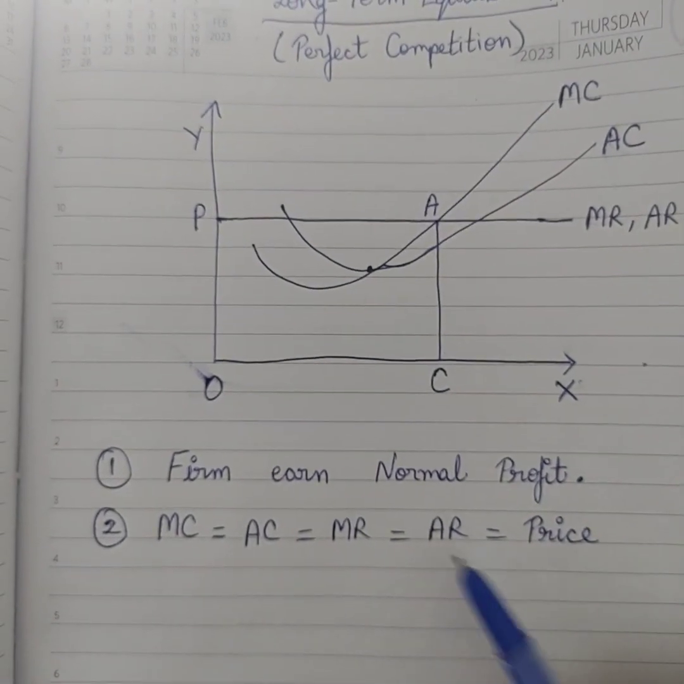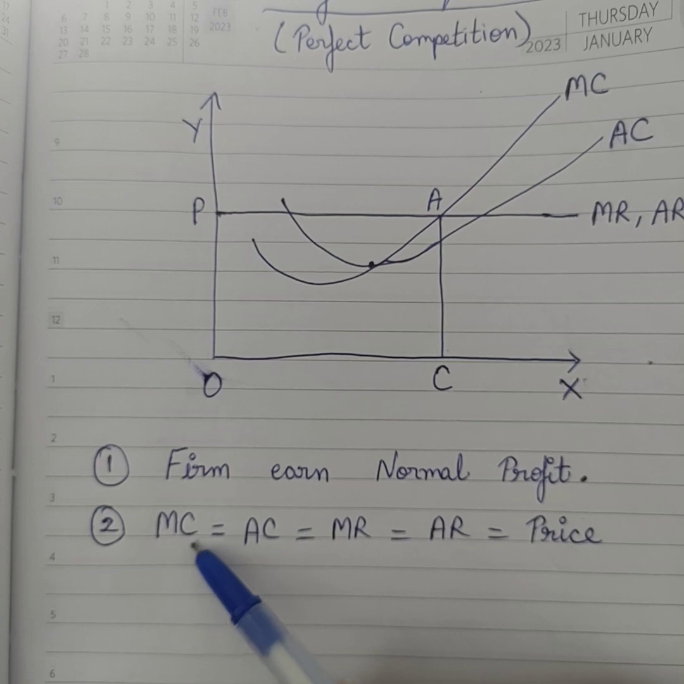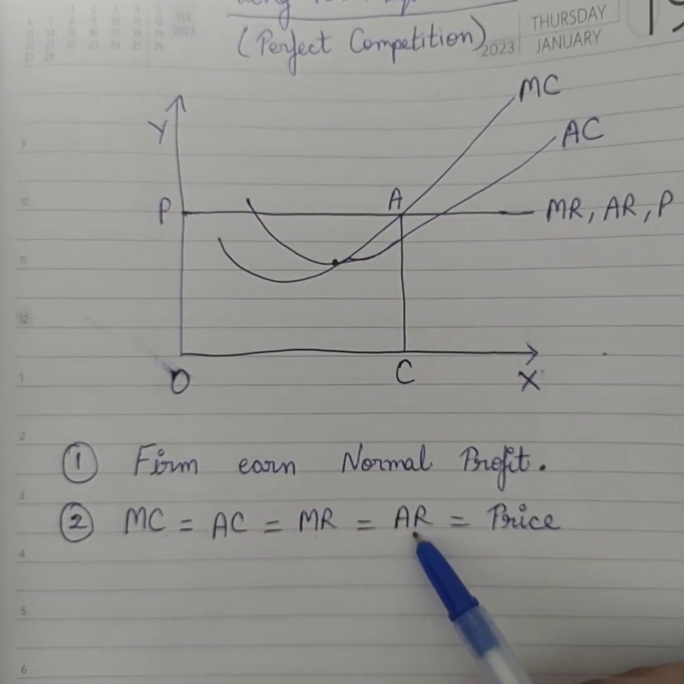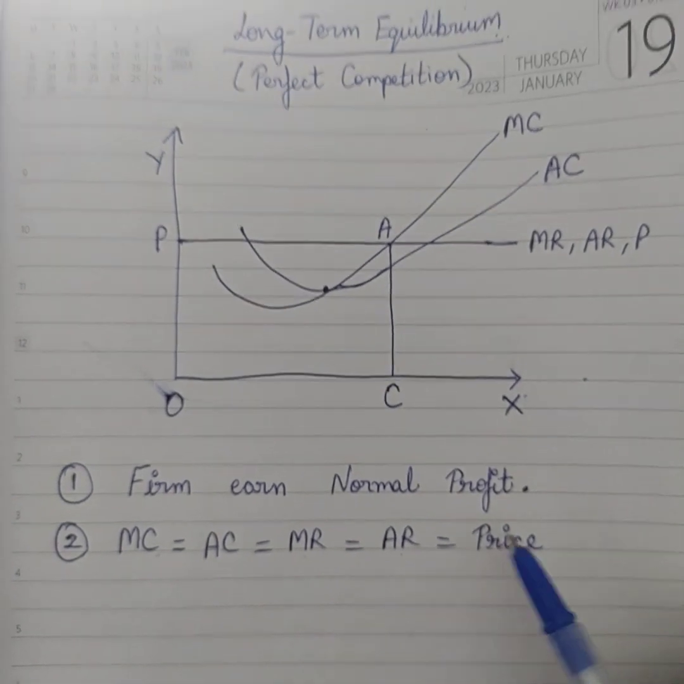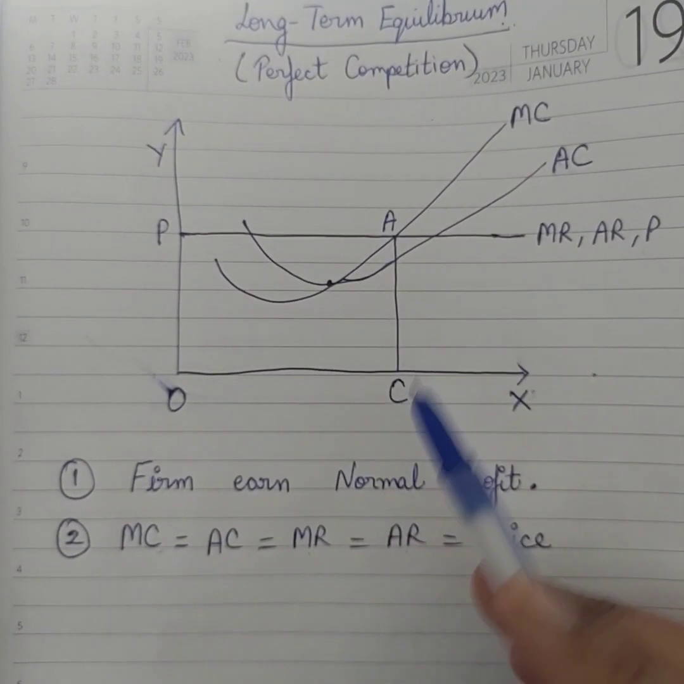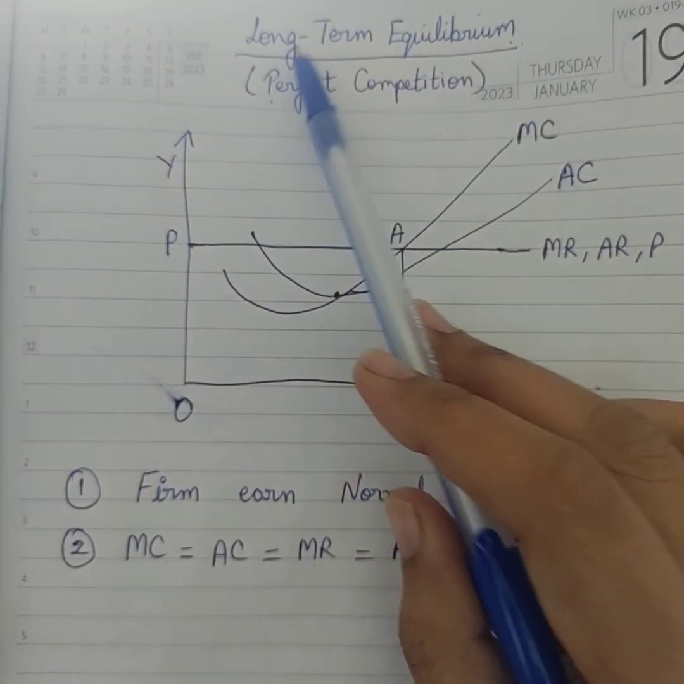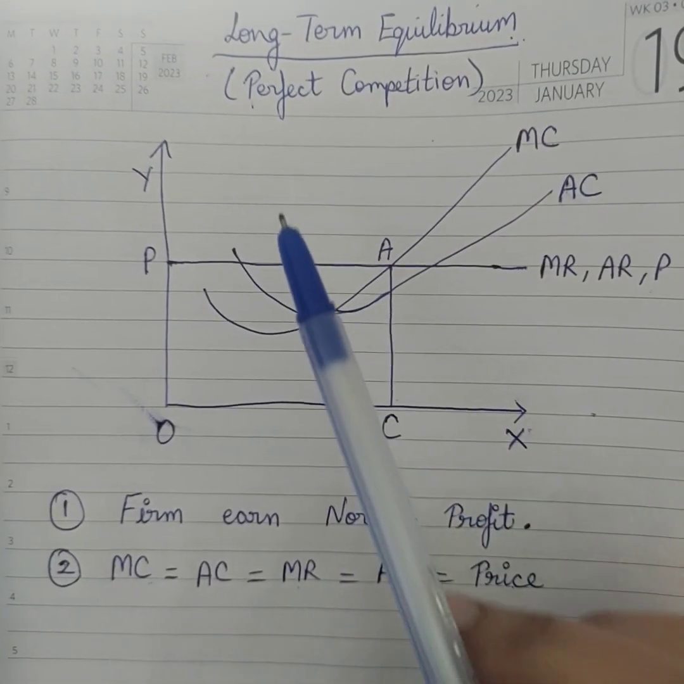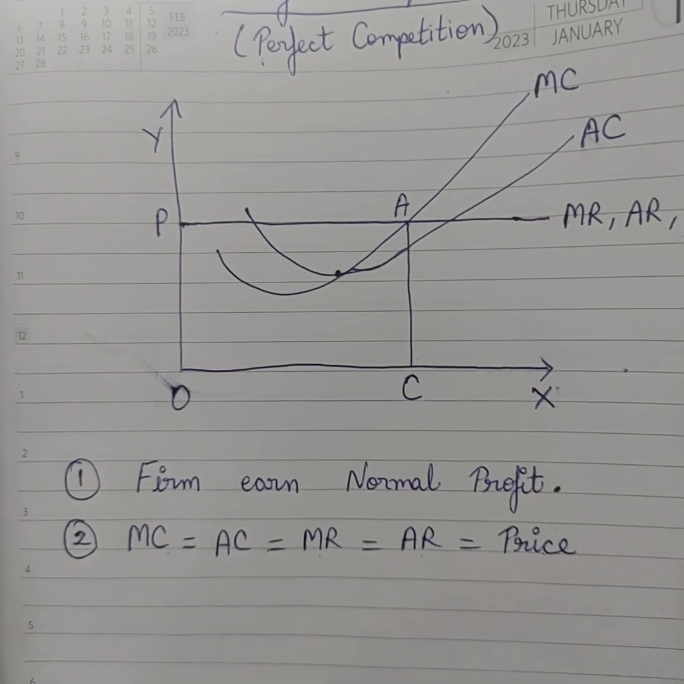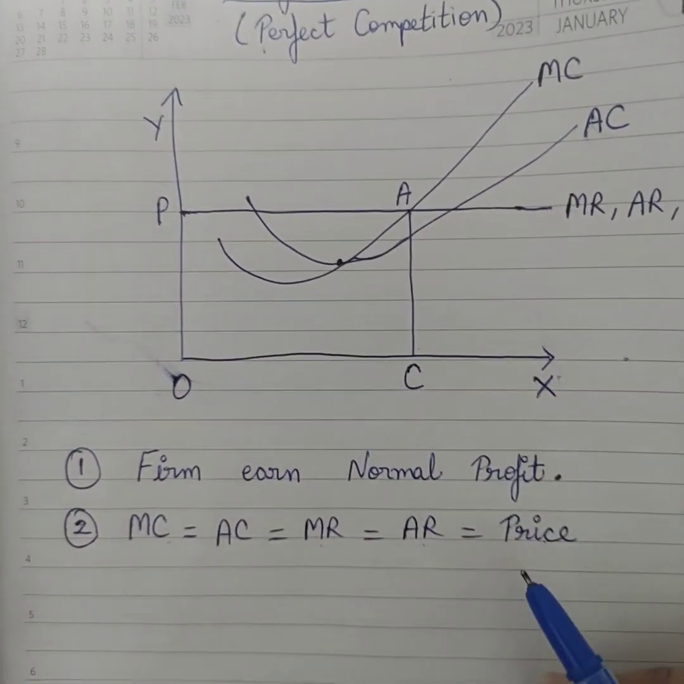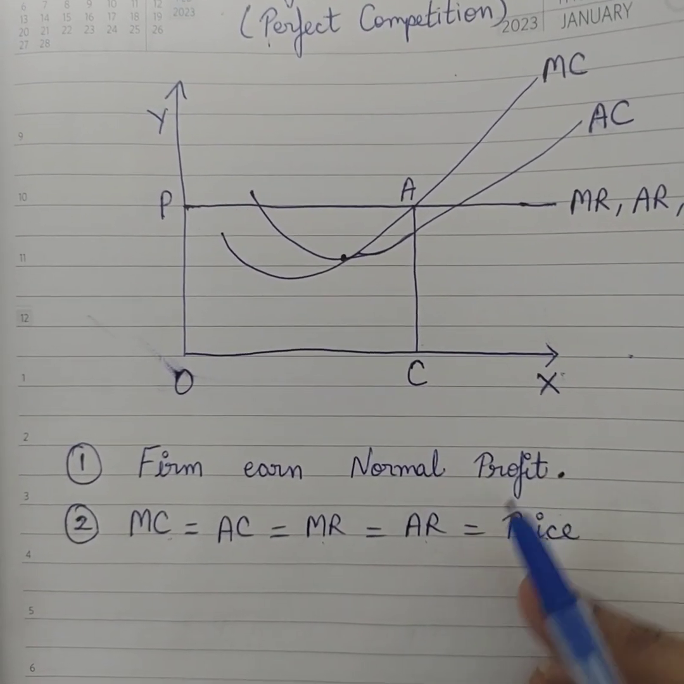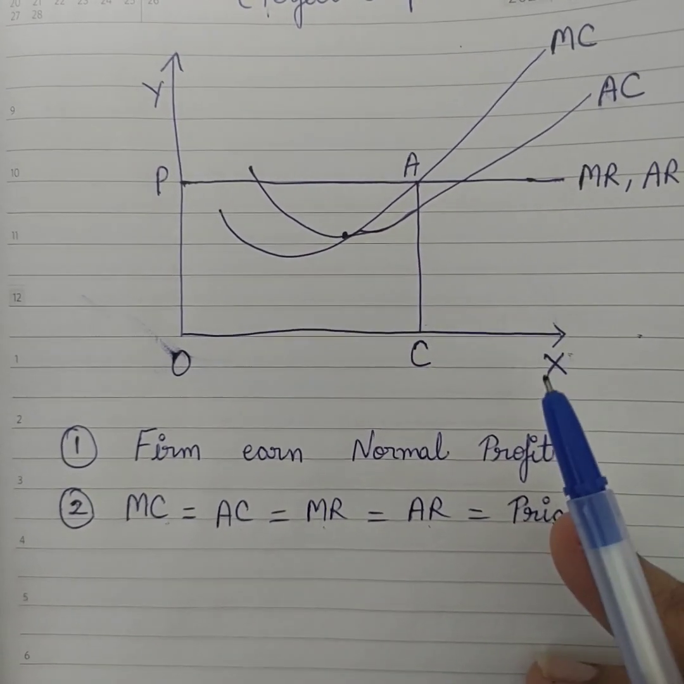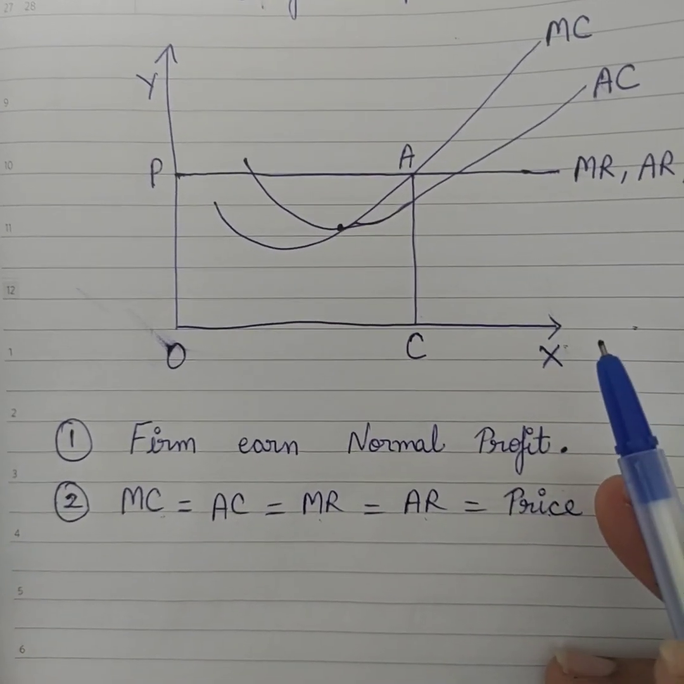Another thing is that marginal cost, average cost, marginal revenue, average revenue, and price all become equal in the case of long term equilibrium in perfect competition. Remember this. So in long term equilibrium, I said a firm earns normal profit in the long run, right, in perfect competition.